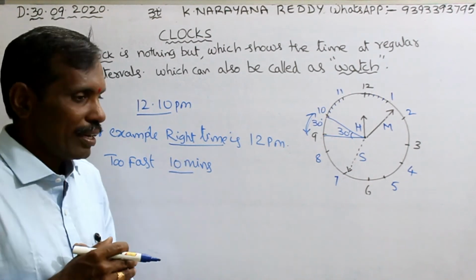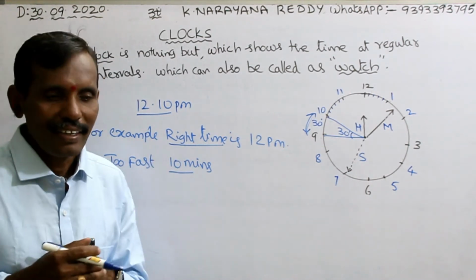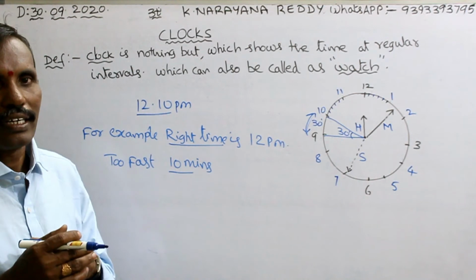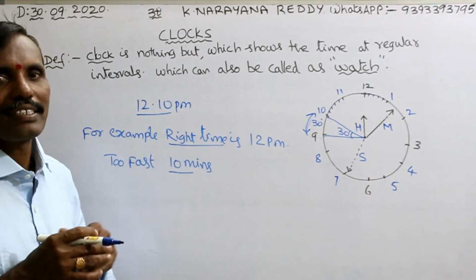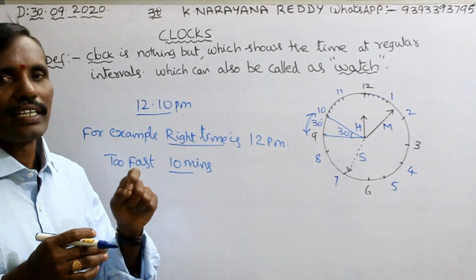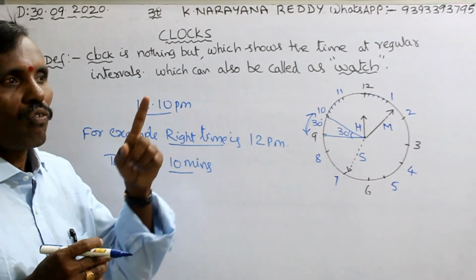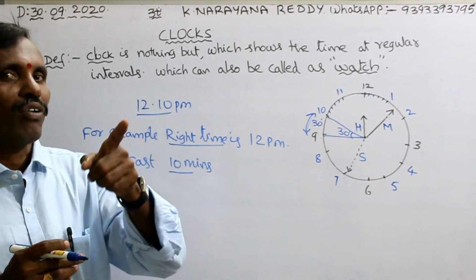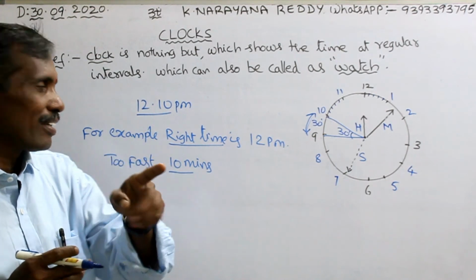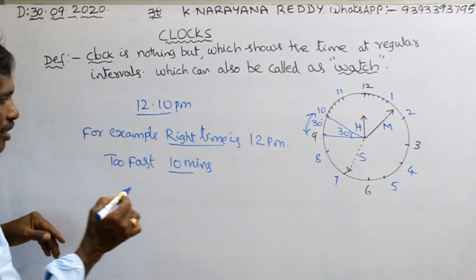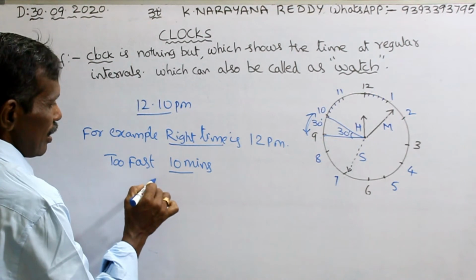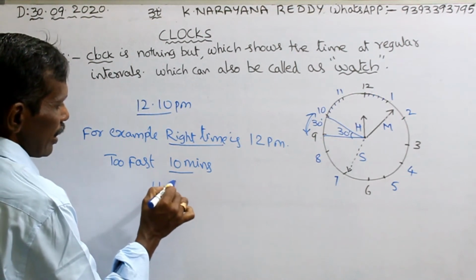Actually, in a railway station, the watch is showing 12:10, but the actual time, real time, original time is 12. At that time you can say the watch is 10 minutes too fast. Yes or not? That is important. Okay, next. In same manner, 11:50 AM.